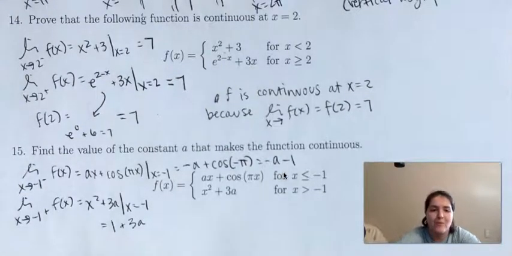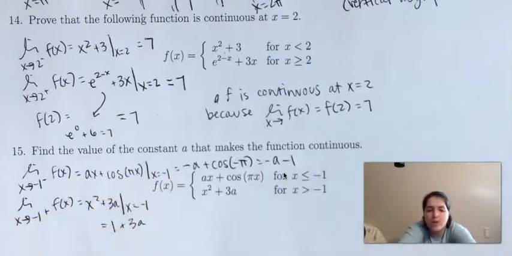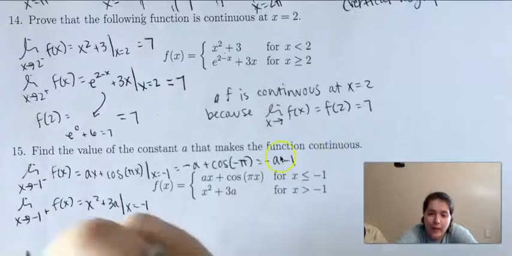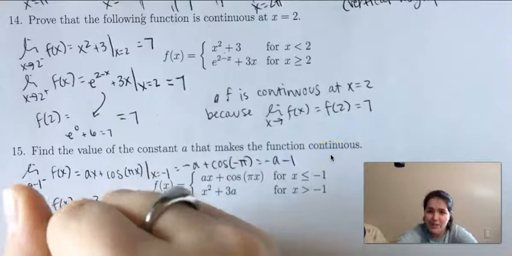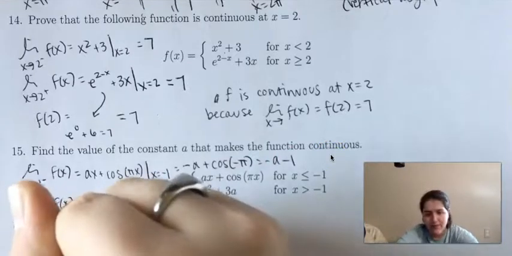And then if we remember before, the left side has to be equal to the right side. So we're going to use the -a minus 1 and the 1 plus 3a. We'll set those equal to each other so that we can find a.